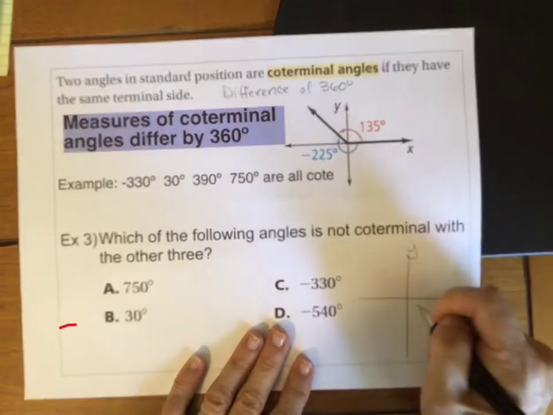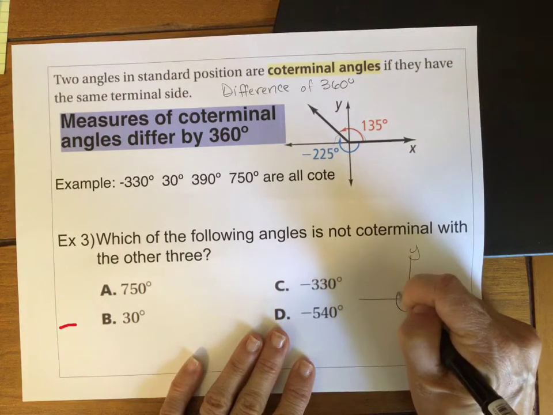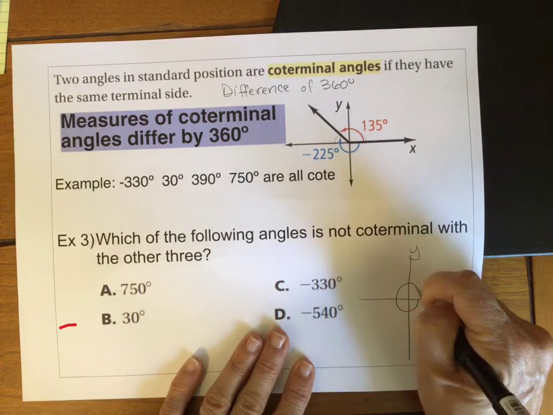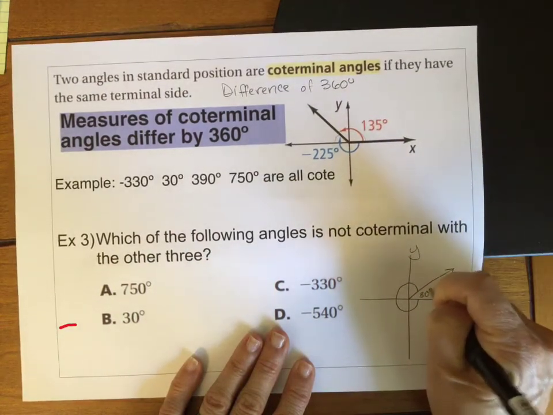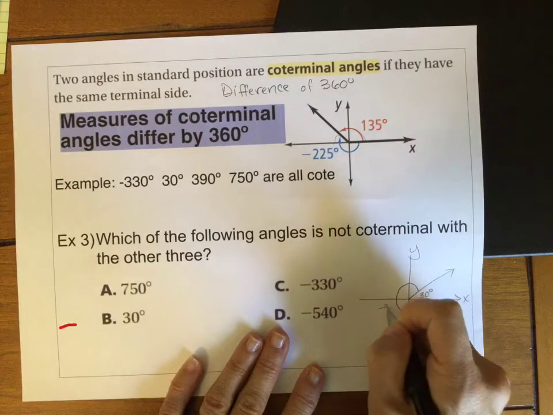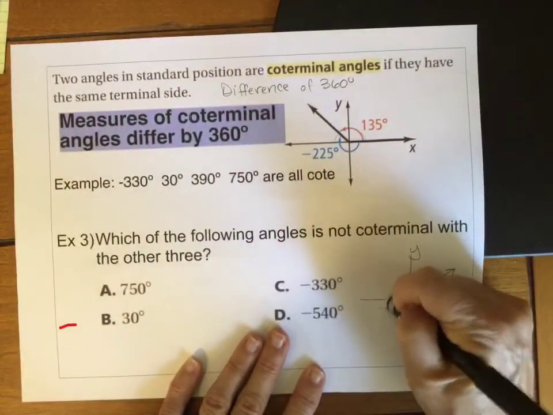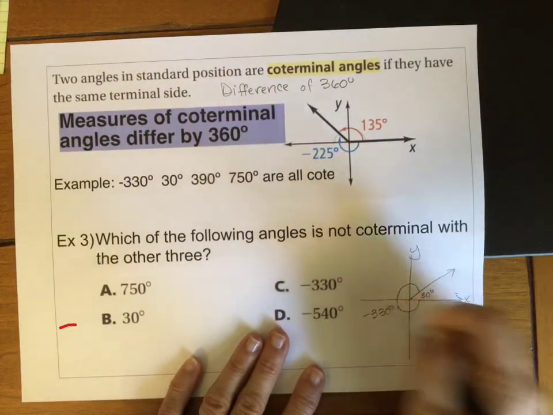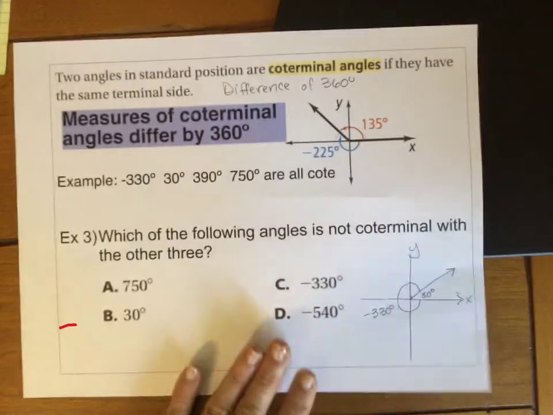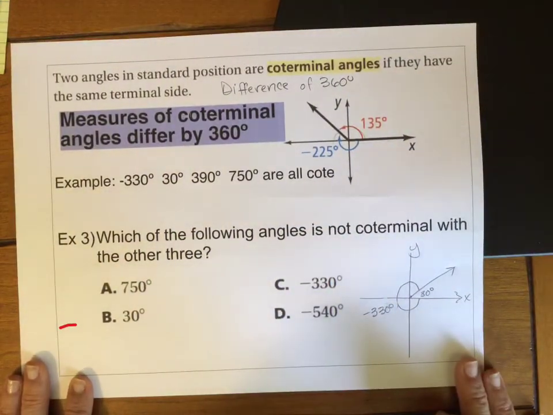So negative 330 comes all the way around here, but it's 30 degrees short of being a full negative 360. Oops, I should have written, this is negative 330 degrees, and this is 30 degrees. So right there you can see why 30 degrees is coterminal with it.